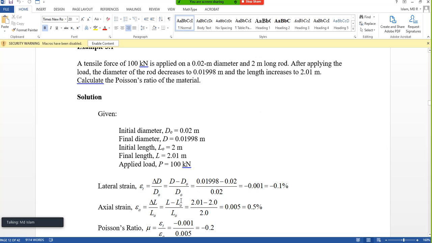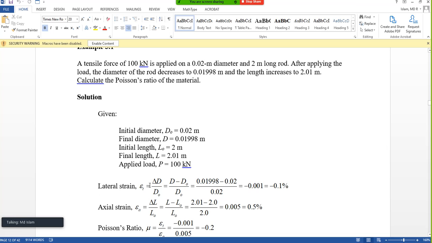Again, always divide by original, because if nothing is said, that means engineering. I told you earlier that true stress and true strain, we never use them. It's just a definition, just a concept. If the problem says true, determine true stress, that is a different story. But if nothing is said, that means it's engineering.